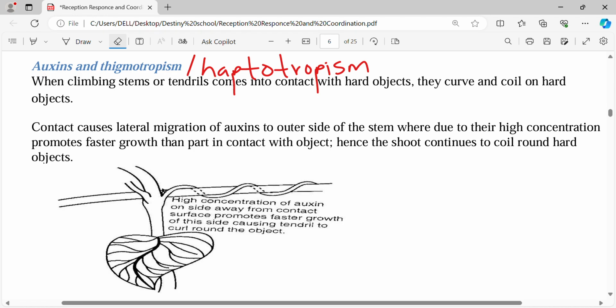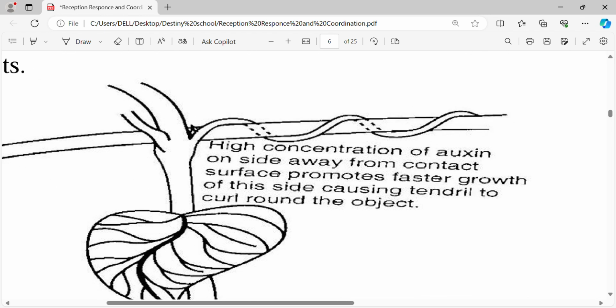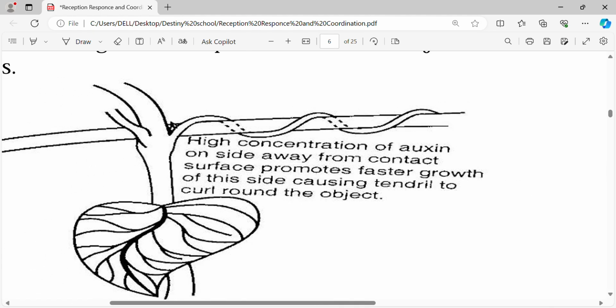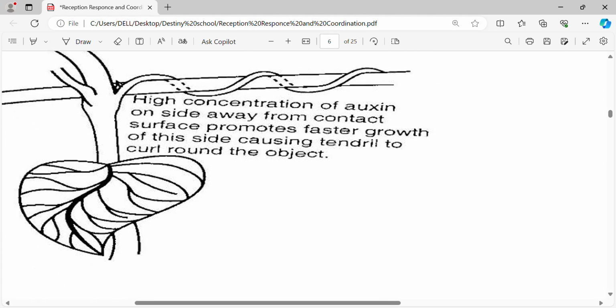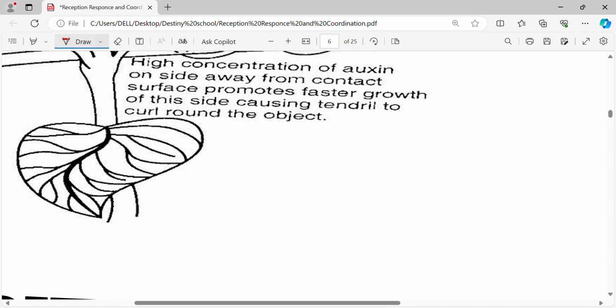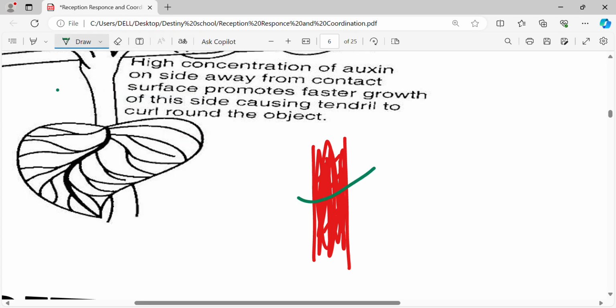Okay, so we want to explain how that is possible. It is very simple. What happens here is very simple, my people. So let me use this to explain. Let's say this is the support, and let me have my plant. So this is the plant that wants to twine.